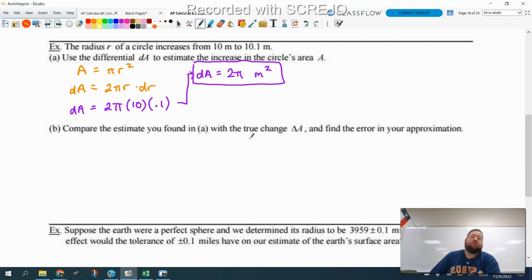Okay, so that's our approximation. We're approximating that the area of circle 2 is 2 pi square meters bigger than the area of circle 1. All right, so now we want to compare the estimate we found in part A to the true change, delta A. The true change is if we just plug both of these numbers into the area formula and subtract. Okay, so area is equal to pi times 10 squared, so that's equal to 100 pi. I'll call this area 1. Area 2 is equal to pi times 10.1 squared.